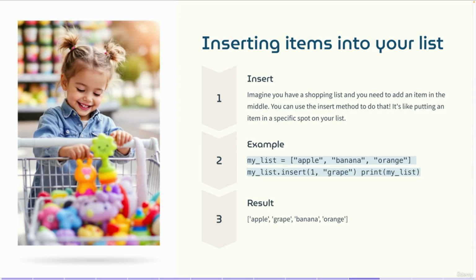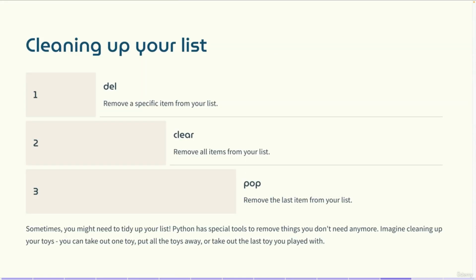The insert method allows you to add an element to an existing list at a specific position, and the code example we have just shows how that can be done. The methods you see here can be used to clean up your list. So you have clear, you have pop, you have del. These are the different ways you can clean up your list.